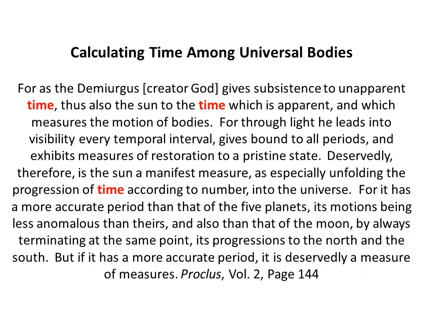Okay, then out of the Proclus we have calculating time among universal bodies. In other words, figuring out what time it is on certain planets, whether it's the sun, the moon, etc. I'll let you go through and read this. He does talk about it a little bit, but it's not that similar to the Book of Abraham.